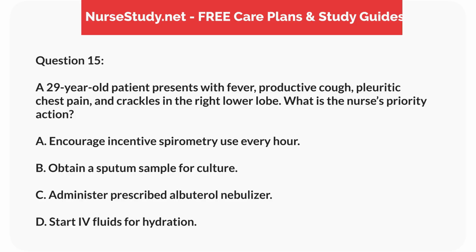A. Encourage incentive spirometry use every hour. B. Obtain a sputum sample for culture. C. Administer prescribed albuterol nebulizer. D. Start IV fluids for hydration.